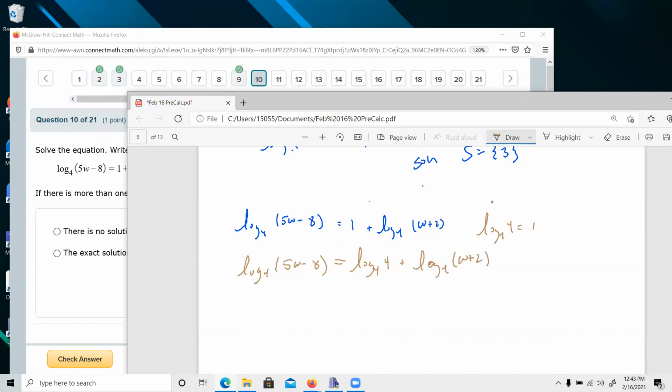All right. So this is log base 4 of 5w minus 8. Now we got a plus here. This is log base 4 of 4w plus 8. Is it okay if I multiplied those through like that? Okay. Now we can unlogify. Now we're going to make both sides the exponent to a base of 4. Why 4? Because that's the base of the logs. You have to have the same base.